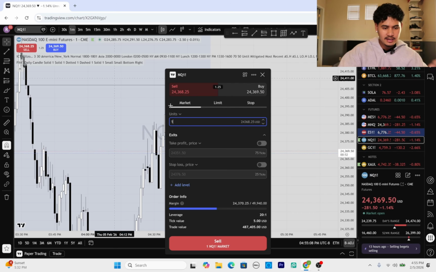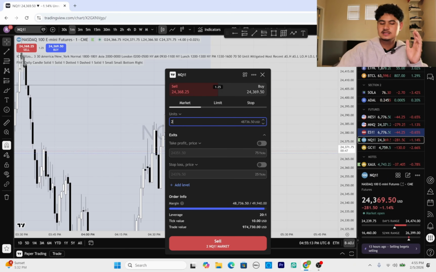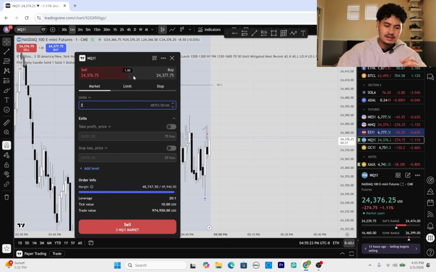You can press the sell button, and if you change this to 2, that means that every point is going to be two contracts, which is $40 for every point that it moves now. So that can be very, very risky when you start getting to higher contract sizes. You can't do fractional contract sizes. You can't do 1.5 contracts. You can only do whole numbers, 1, 2. You can't do decimals.